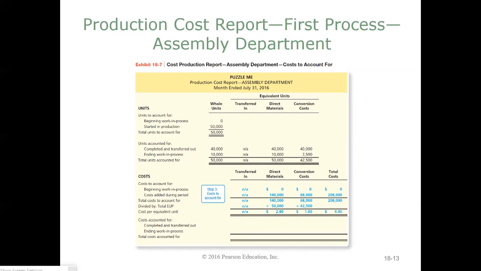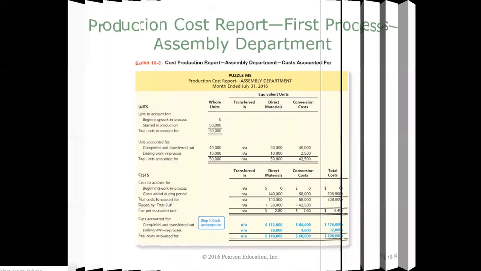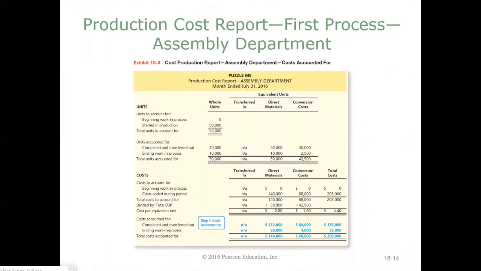Okay? So it really is that simple. You're just taking your cost and dividing it by the equivalent units of production for each, for direct materials and for conversion, and then you add those together to get a total cost. And then step 4 is our costs accounted for.